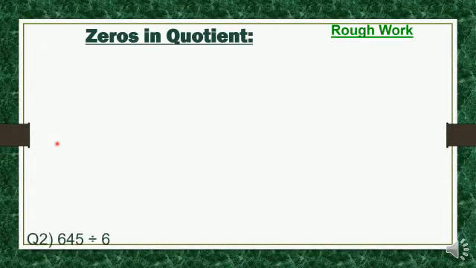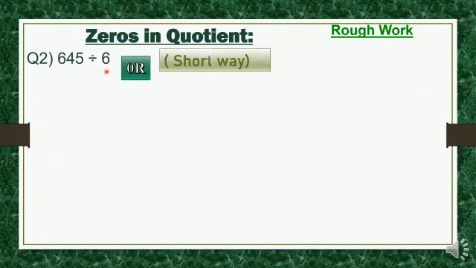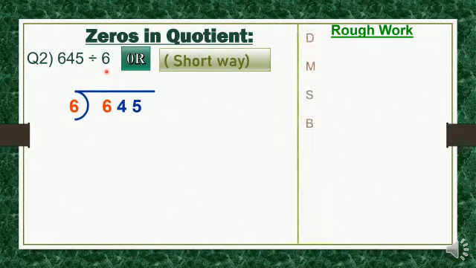Dear students, let's start doing the same question, that is 645 to be divided by 6, in the short way. The steps of long division: daddy, mummy, sister, brother. Here we have to divide the highest digit, which is the hundreds place digit, which is 6 here, and 6 is to be divided by 6.